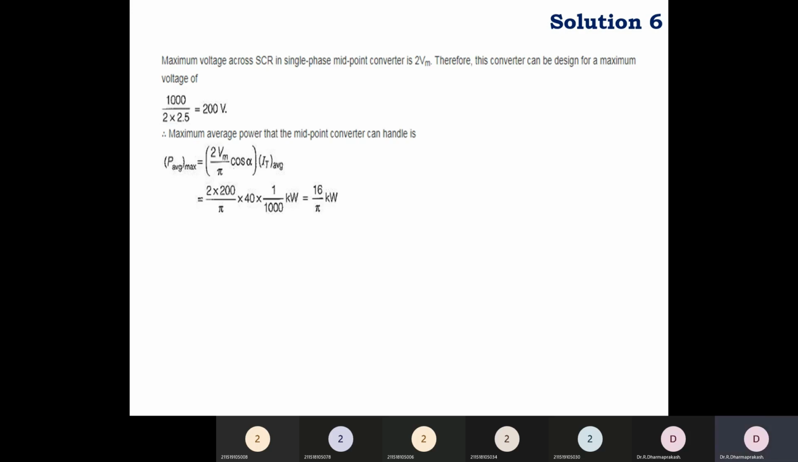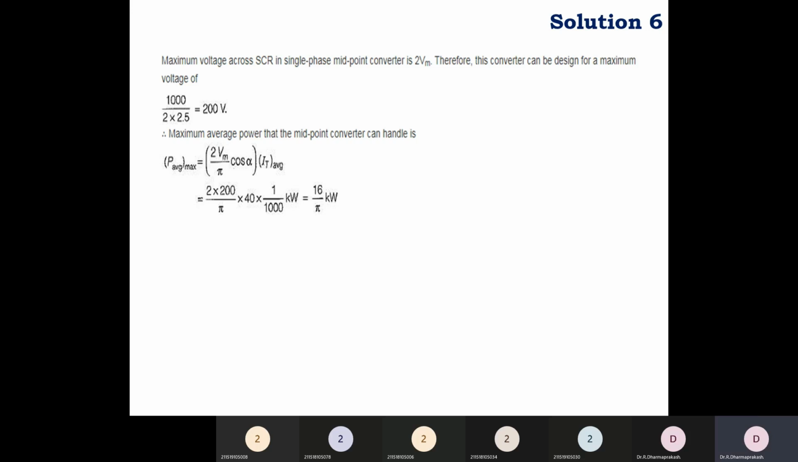The maximum voltage across an SCR in a single phase midpoint converter is 2 Vm. Therefore, the converter can be designed for a maximum voltage of 1000 divided by 2 into 2.5, that is 200 volts. The maximum average power that the midpoint converter can handle, that is P average maximum, is equal to 2 Vm by 5 cos alpha I_T average.